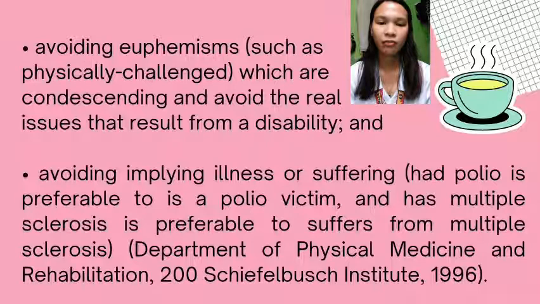Meaning, emphasize the individual, not the disability. Rather than using terms such as disabled person, handicapped people, or a crippled person, use terms such as persons with disabilities, or a person with a visual impairment. Avoid implying illness or suffering. Had polio is preferable to is a polio victim, and has multiple sclerosis is preferable to suffers from multiple sclerosis.